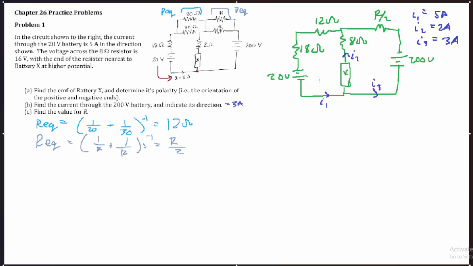For this circuit, we're following the motion of the electrons. Since it's flowing from the 20 volt battery, electrons are flowing from here going to this side. So we can say that this would be negative and this would be positive.